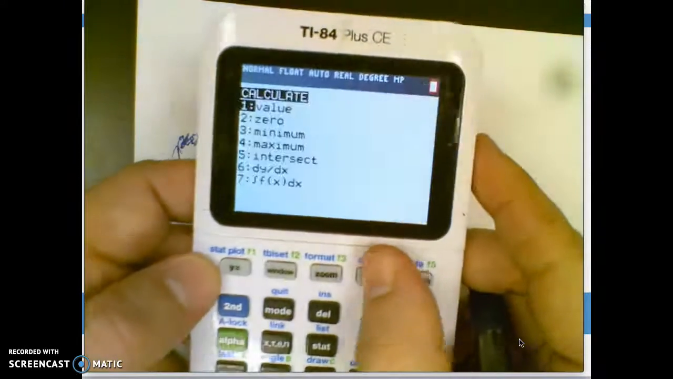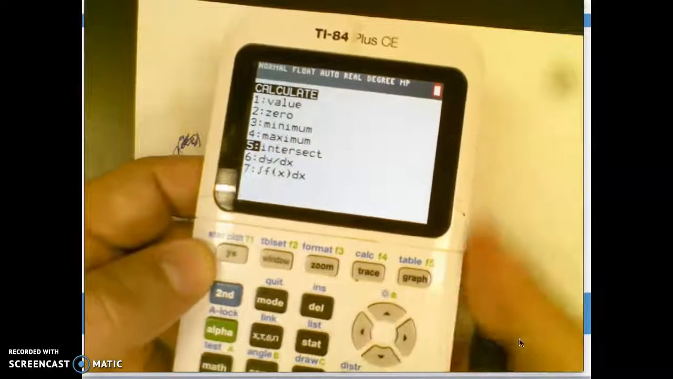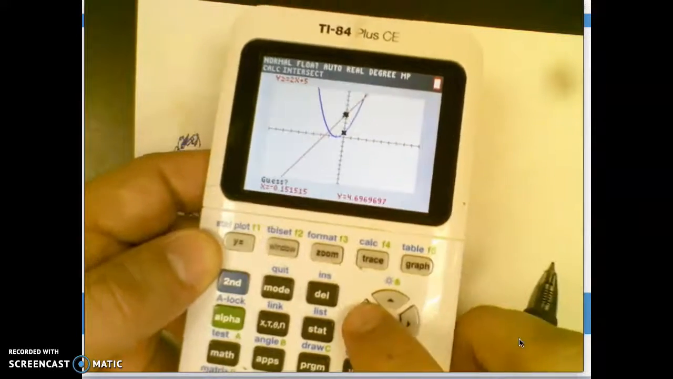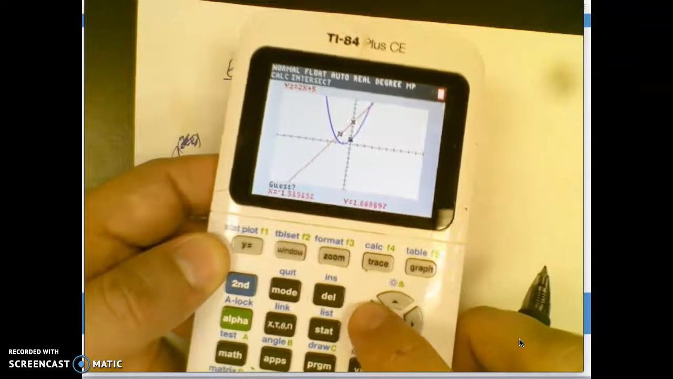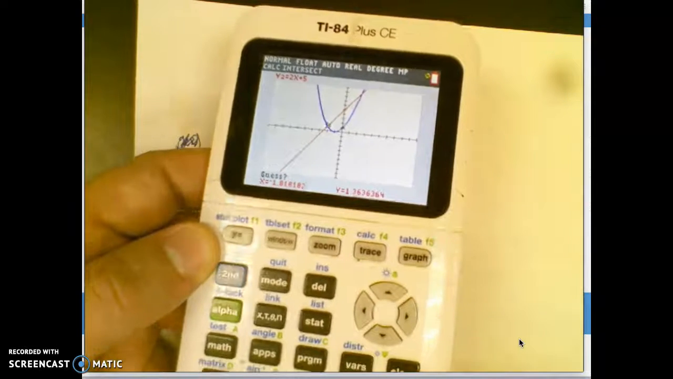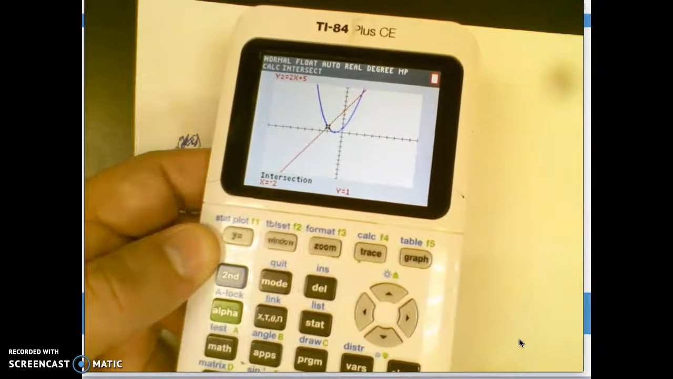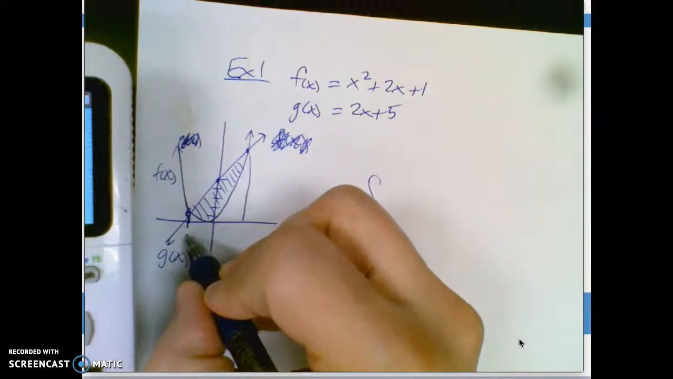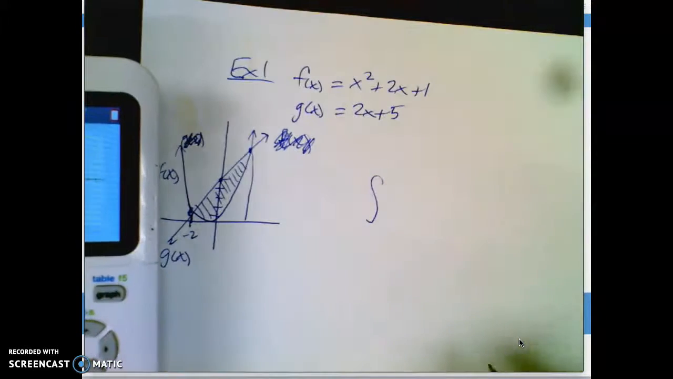Okay, so you use your calculator. You go second, calc, intersect. And first curve, hit enter. Second curve, hit enter. You want to scroll over for your guess, so it's pretty close to where they cross. And they intersect at -2, 1. Now, I only care about the x part of that. So I care about the -2 there.